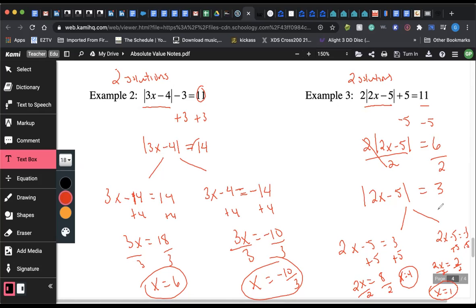All right, so anytime my absolute value is set equal to a positive number, I'm going to have 2 solutions for my value of x. Anytime my absolute value is set equal to a negative number, I'm going to have no solutions. And anytime my absolute value is set equal to 0, the answer is going to be 1 solution. So that's how that's going to be set up.